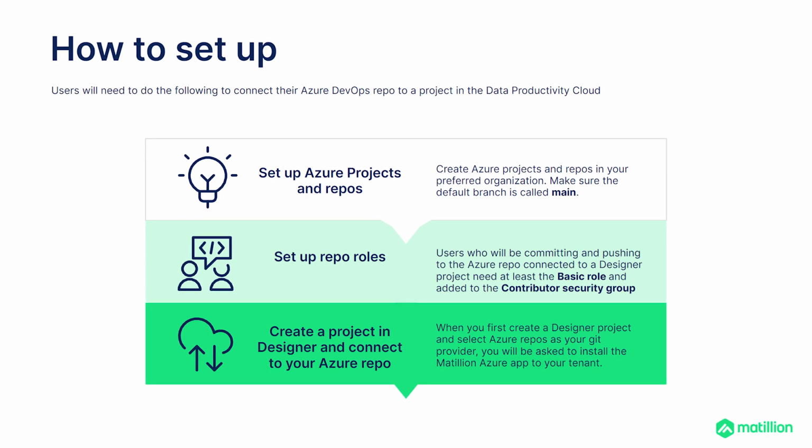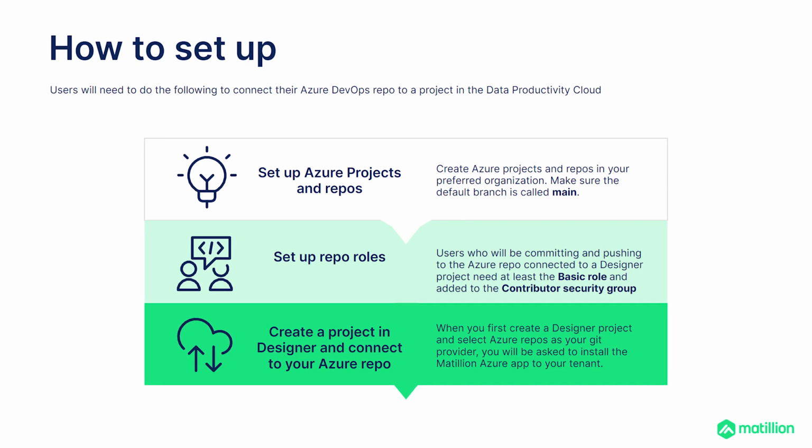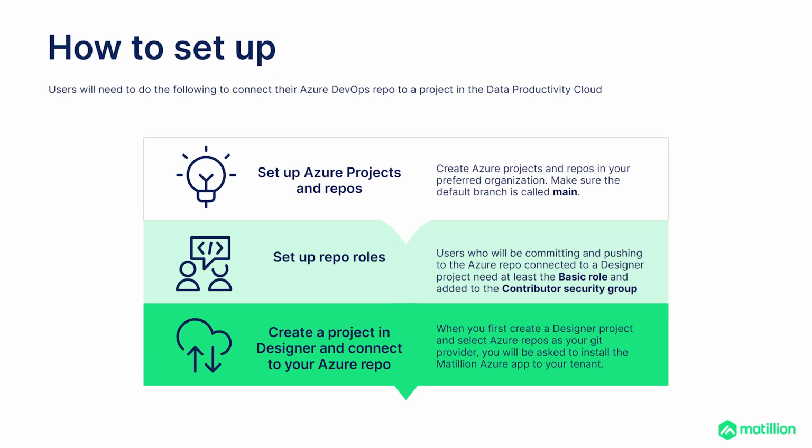Make sure that your default branch is called main, and you need to have your roles set up as you can see here, which at the very least needs to be the basic role added to the contributor security group. Lastly, you'll need to create a Designer project and select Azure Repos as your Git provider.